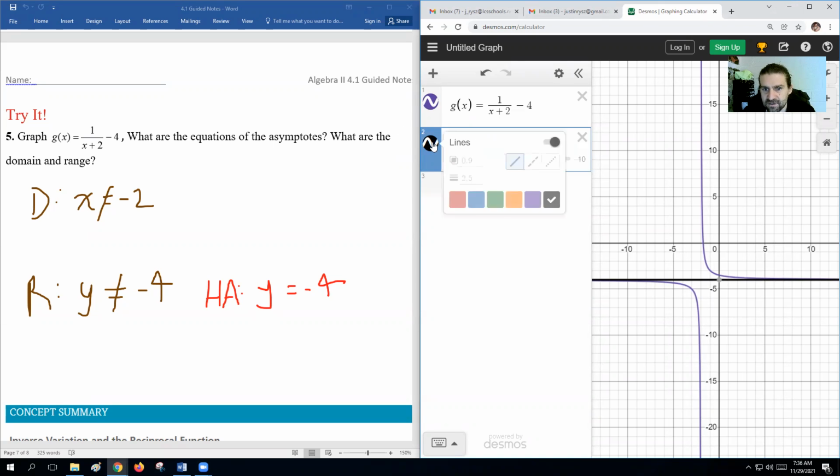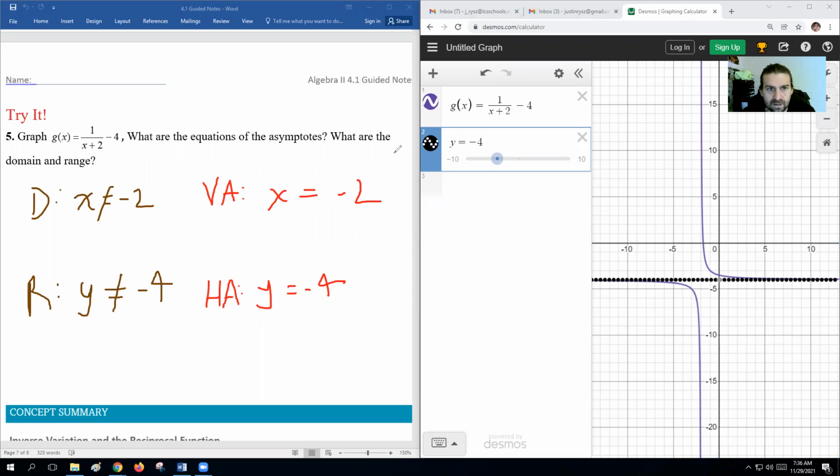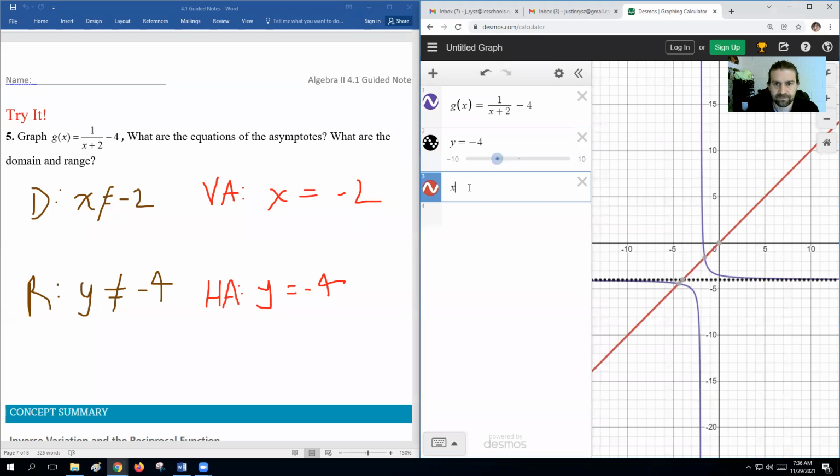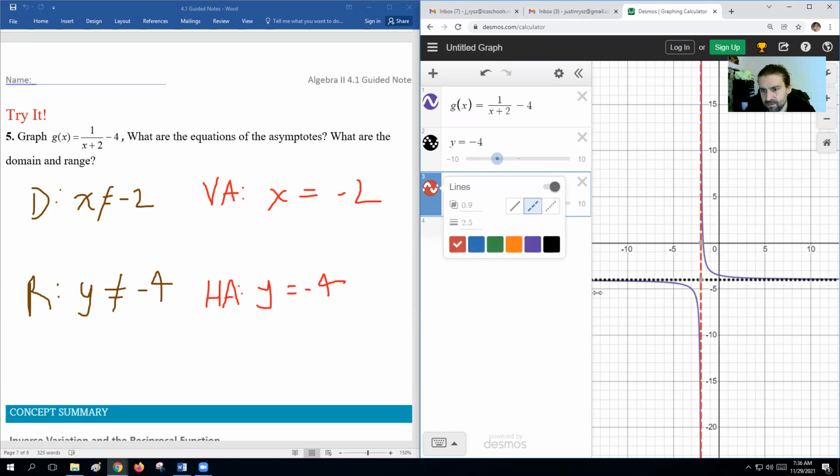I'm going to make that a dotted line so it looks like a horizontal asymptote. It's good there. And so that means our vertical asymptote, which matches up with the domain, is x equals negative 2. We're going to double check that on Desmos right now. Yep, that looks like it works there. I'm going to change the color of it, make it a dotted line. Yep, that's the vertical asymptote.